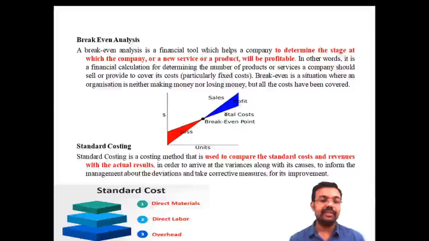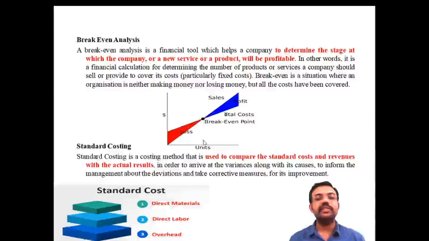And there are a lot of elements. Standard cost includes direct material, direct labor, and overhead, all important elements regarding the standard cost. So standard costing is a very important tool used to compare the standard cost and the revenue with the actual result. That is another important tool, standard costing. And the other one is break-even. Break-even means there is no profit and no loss.